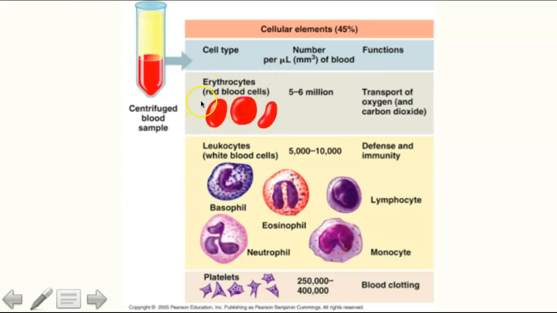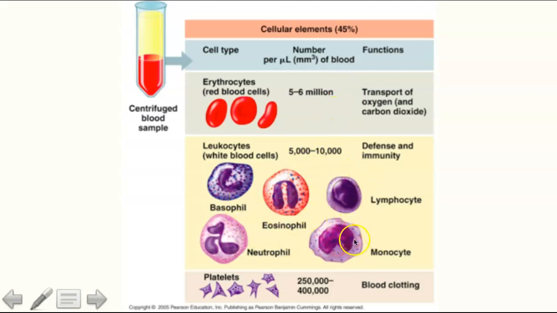the most common blood cell is the erythrocyte, the red blood cell. You can see in 1 microliter of blood, so 1 millimeter cubed of blood, you have 5 to 6 million erythrocytes, typically. And their job, as I said, was to transport oxygen and carbon dioxide to and from the cells of the body. There should be, in a healthy individual, around 5,000 to 10,000 white blood cells per microliter of blood.